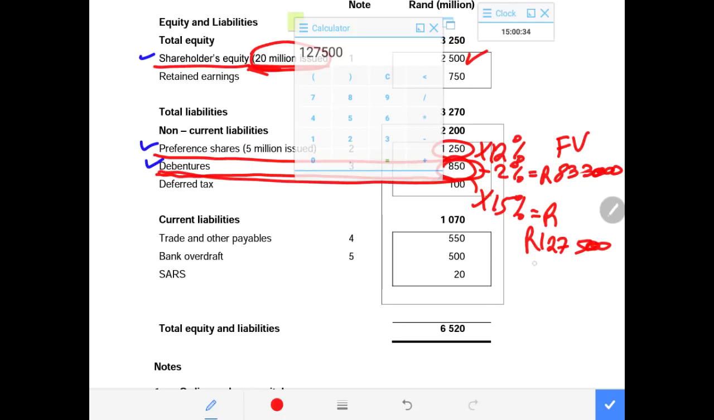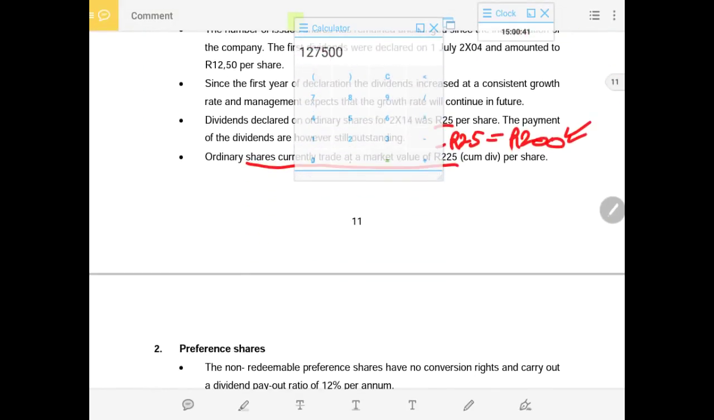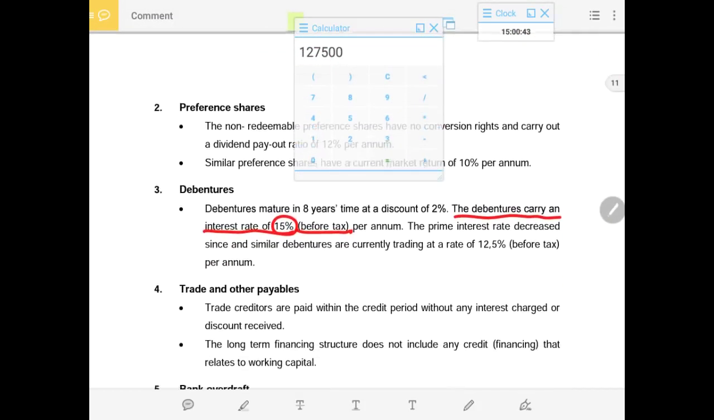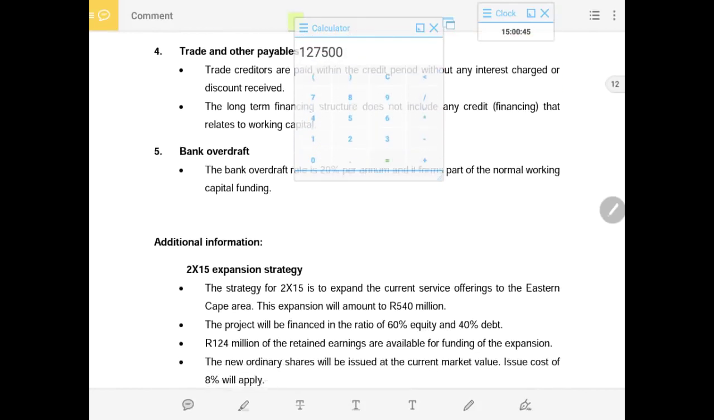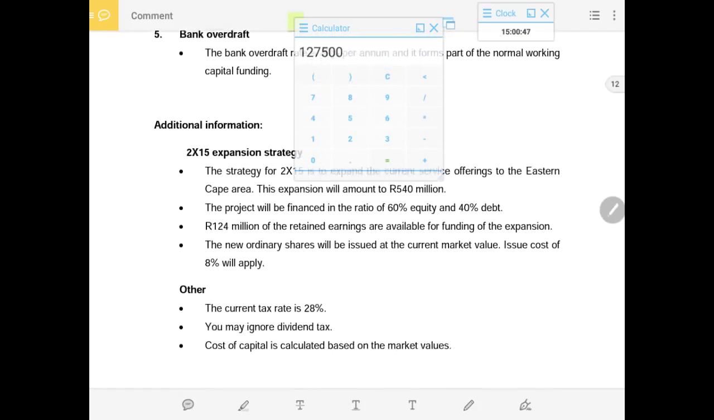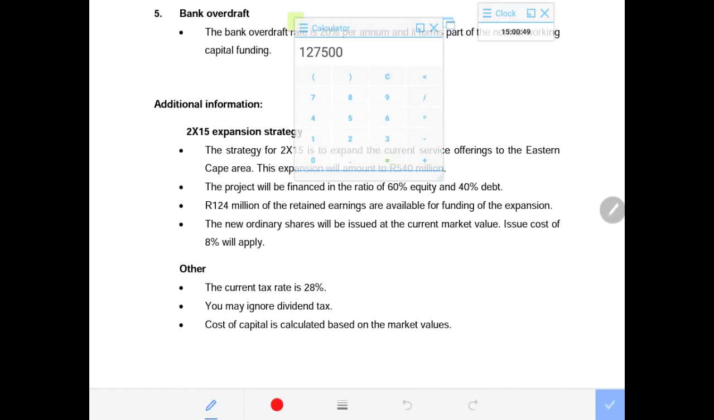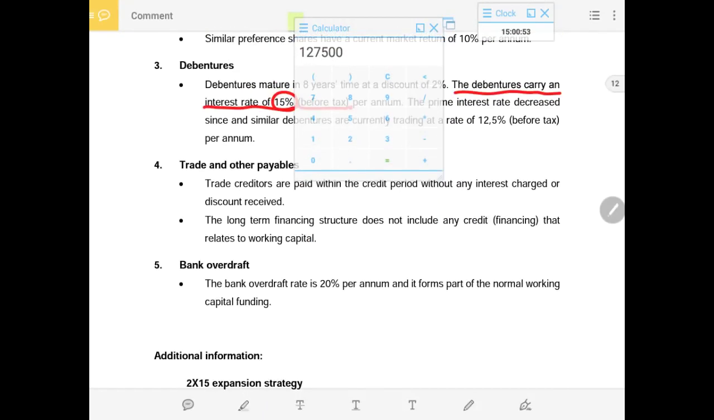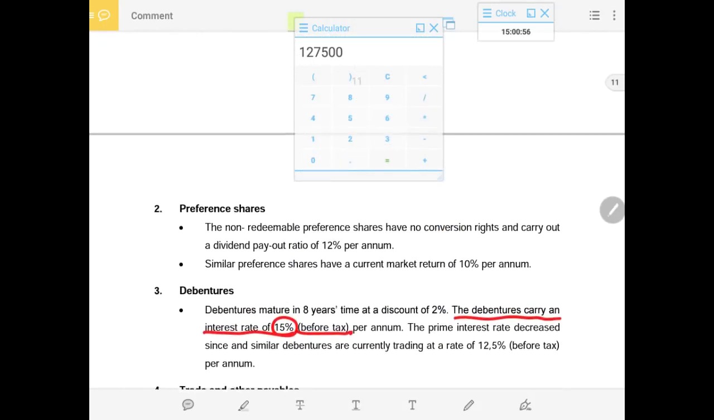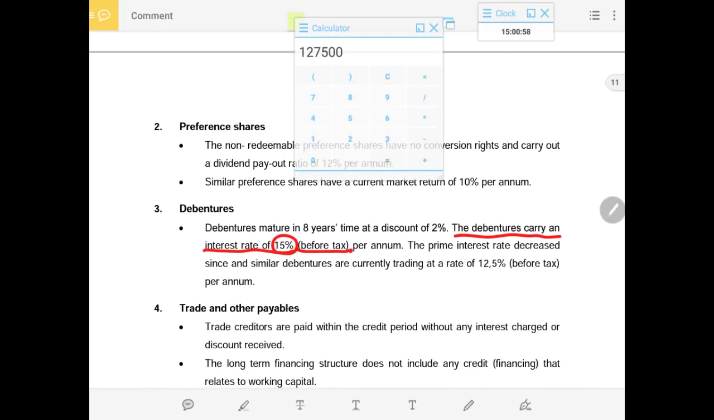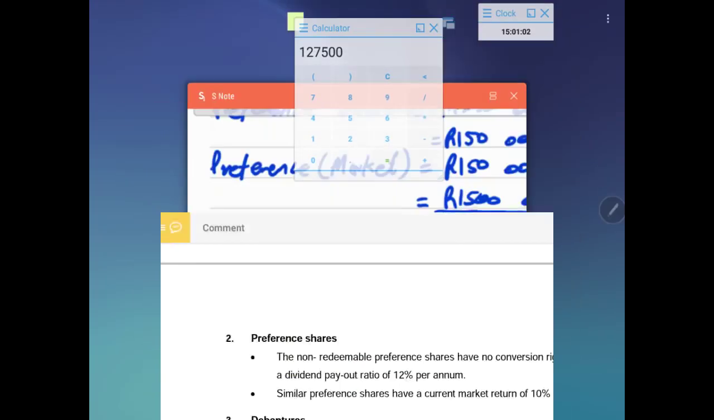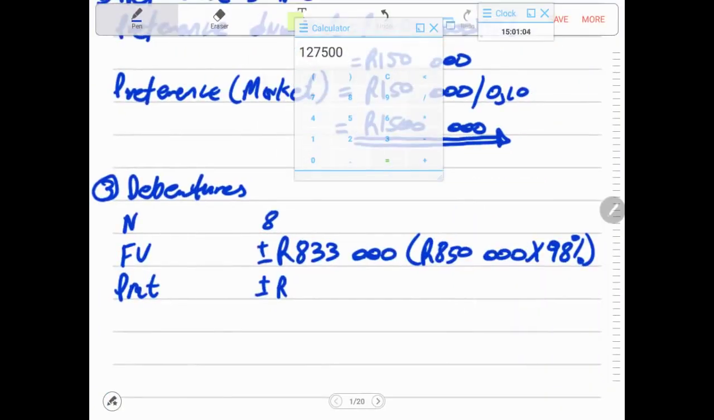But we must know that 28% of this will be allowed as a tax deduction. Let me confirm that the tax rate is 28%. Let me check if we have any percentage. Yeah, there we do have. Our tax rate is 28%. Please do look at the rate, but currently the rate is 28%. So now we have taken that into account. Remember, this 127,500 is before tax has been taken into account.